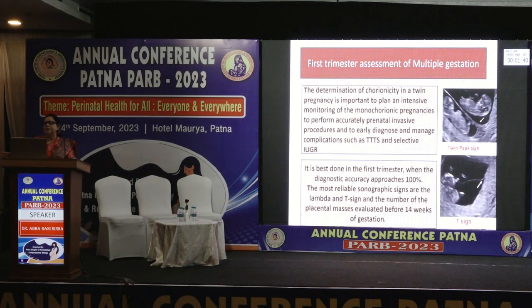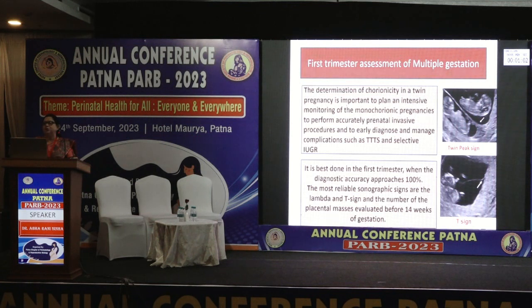The other important area of first trimester assessment is for multiple gestation. We all know that chorionicity is very important when we are planning any of these multifetal pregnancies, to accurately perform any prenatal invasive procedures, and also to manage complications such as twin-to-twin transfusion syndrome and selective IUGR. We can see that the twin peak sign is usually in the diamniotic dichorionic twins, and in monochorionic twins we get the typical T sign. So these are very reliable sonographic signs, the lambda sign and the T sign, and also the number of placentas.